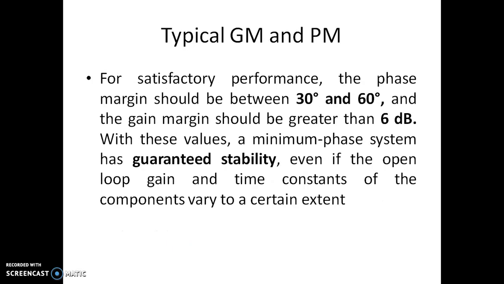Okay, these are the typical values of gain margin and phase margin. For a satisfactory performance, we are looking at a phase margin of around 30 degrees to 60 degrees, and the gain margin should always be greater than 6 dB, so that the system is guaranteed to be stable even upon the closure of the system. And of course, this will give a better time constant in terms of the time response of the system.